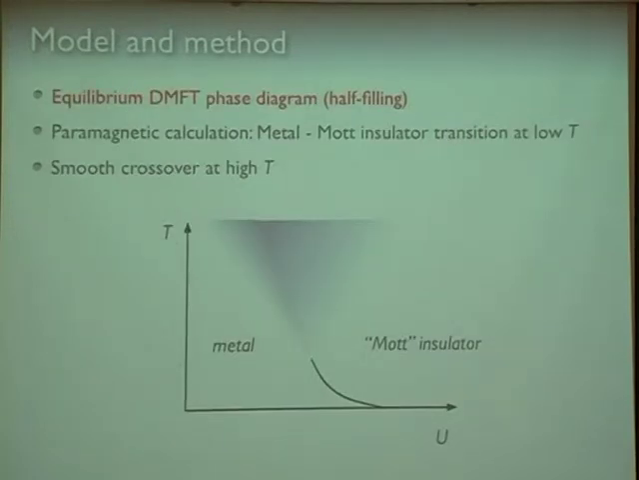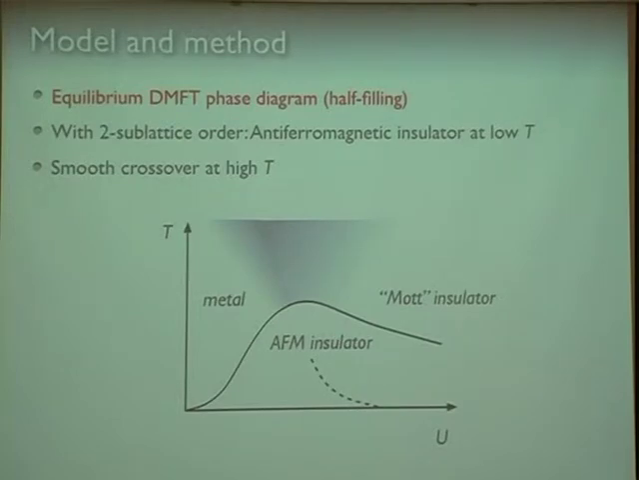Now, before I start to show real data, let me remind you of the phase diagram of the Hubbard model in DMFT. This is the phase diagram if we restrict our calculation to paramagnetic states. At low temperature, there's a first-order transition from metal to Mott insulator, and at high temperature, there's a smooth crossover between these two phases. If we allow for antiferromagnetic order, then there is an antiferromagnetic insulating phase at all interactions at low enough temperature, and this crossover at higher temperatures.